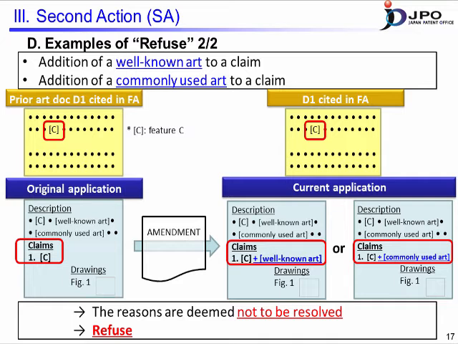This means that a person skilled in the art can easily achieve the claimed invention in this application by applying the well-known or commonly used art to Feature C, which is disclosed in D1. Therefore, the reason for refusal that was notified to the applicant in the FA has not been resolved, and the examiner consequently makes a decision of refusal.